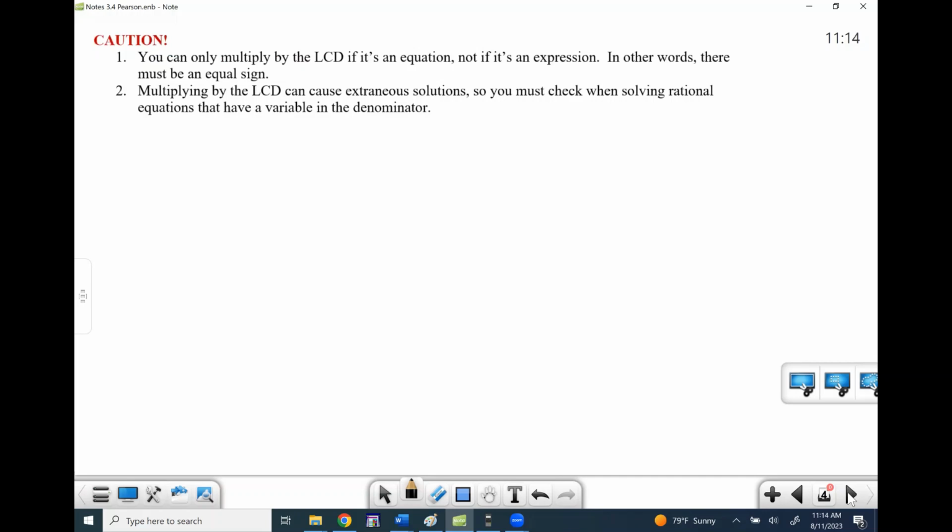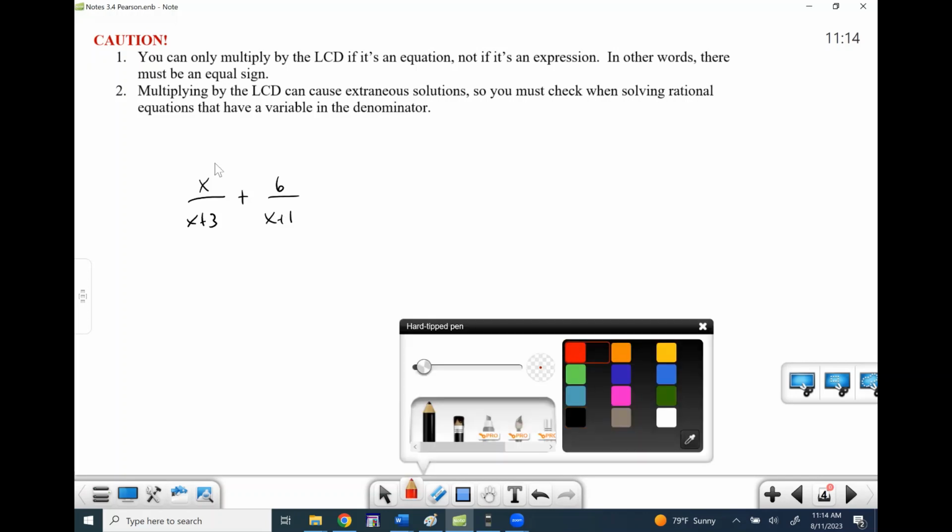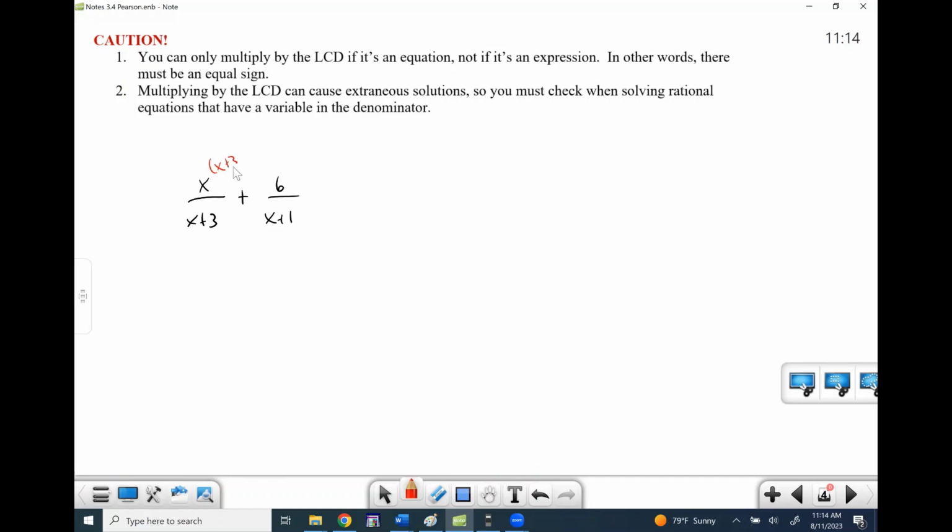So a couple cautions. You can only multiply by the LCD if it's an equation, not if it's an expression. So I have some students who will have something like this. Let's just say x over x plus 3 plus 6 over x plus 1. And it's an expression. There's no equal sign there. So they'll multiply by the LCD to get rid of the fractions, right? And this would all be completely incorrect. You cannot, on an expression, just go in there and start canceling the fractions. This would be wrong, okay?